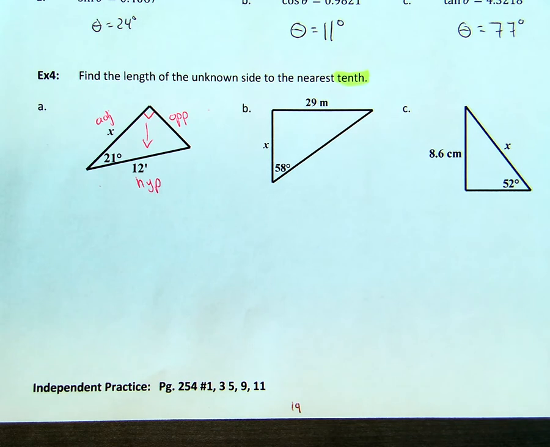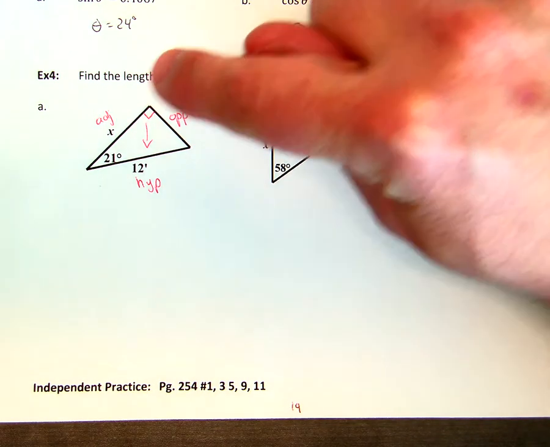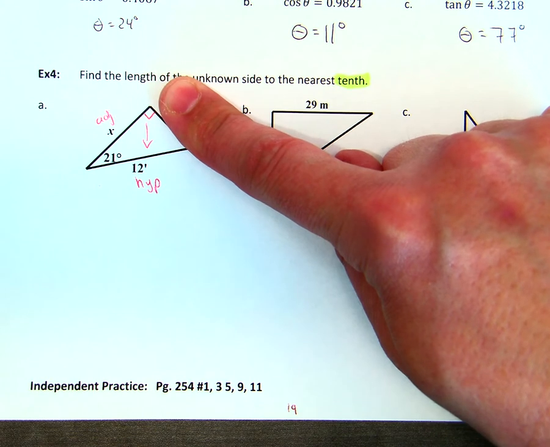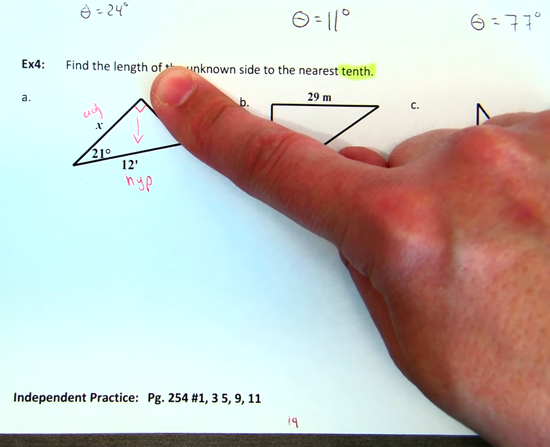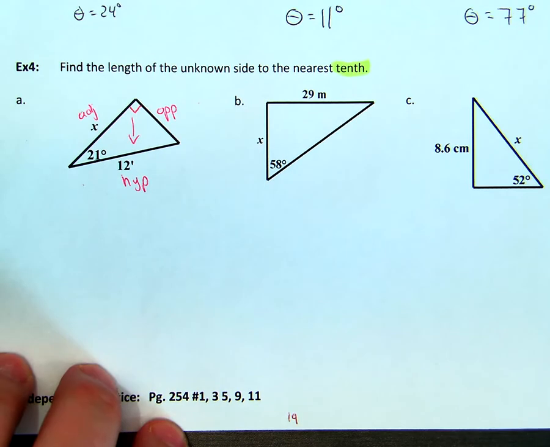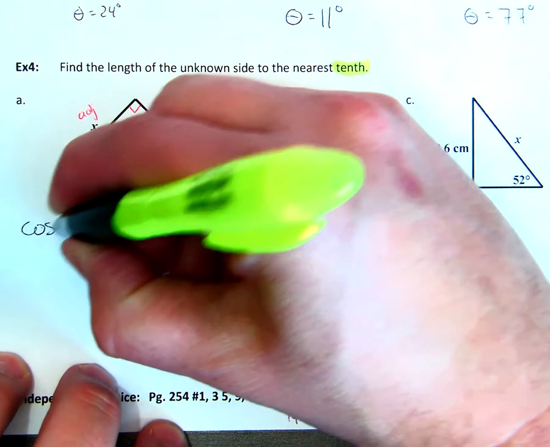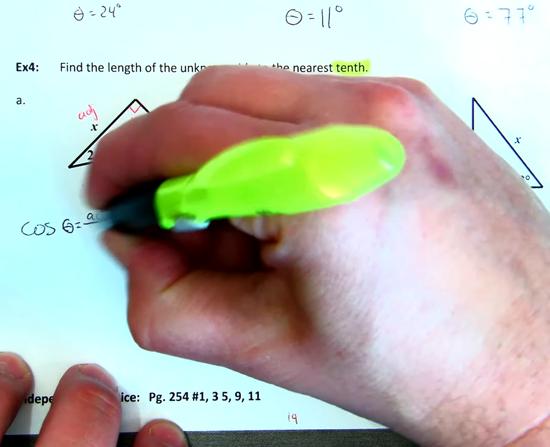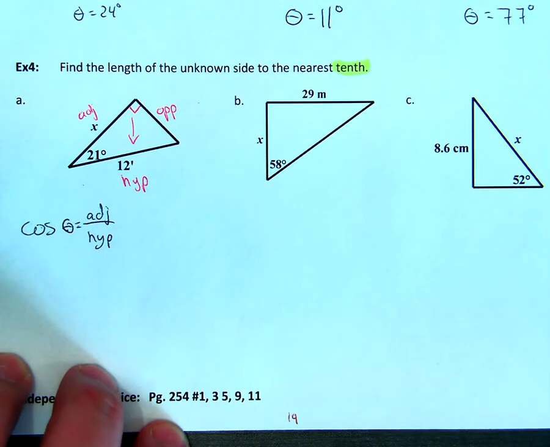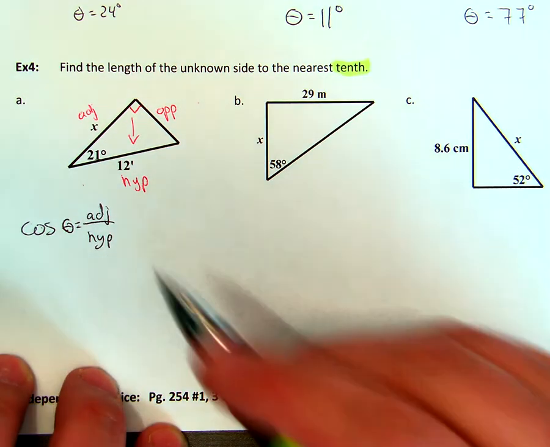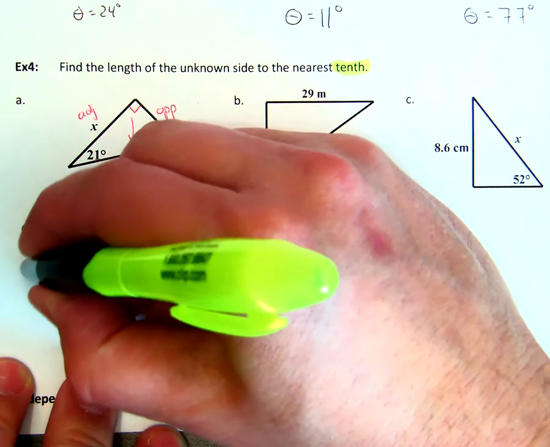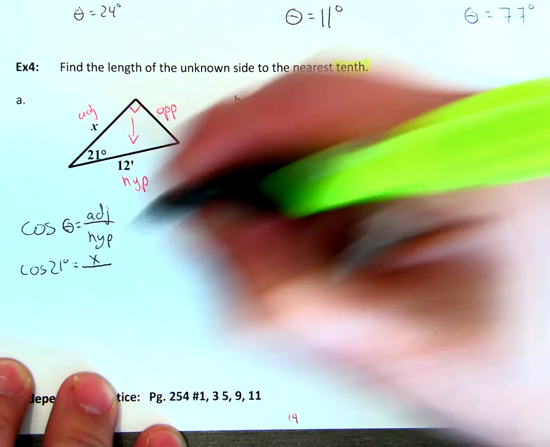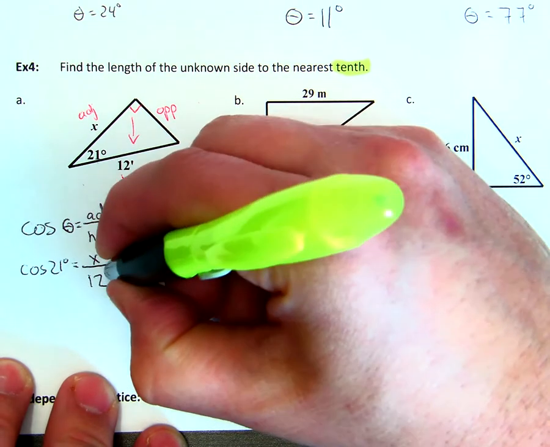So you look at the back of the chart and you decide which one you need. So I need something with adjacent and hypotenuse. I don't care about the opposite. So if you look at the chart at the back, you should be able to see that you need cos. So I would write the formula first. So that's going to be a mark. Cos theta equals adjacent over hypotenuse. And then I can substitute things in. So cos 21 degrees equals, the adjacent is x, and the hypotenuse is 12. So it's going to be x over 12 feet.